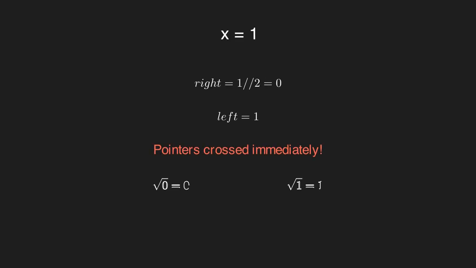Before we write the code, we must address critical edge cases. What if the input x is 0 or 1? Our initialization logic sets the right pointer to x integer divided by 2. If x is 1, 1 divided by 2 is 0. Our right pointer would be 0, which is less than our left pointer starting at 1. The loop would never execute. However, the square root of 0 is 0, and the square root of 1 is 1. For any x strictly less than 2, the answer is just x itself. We will handle this with a simple base case.